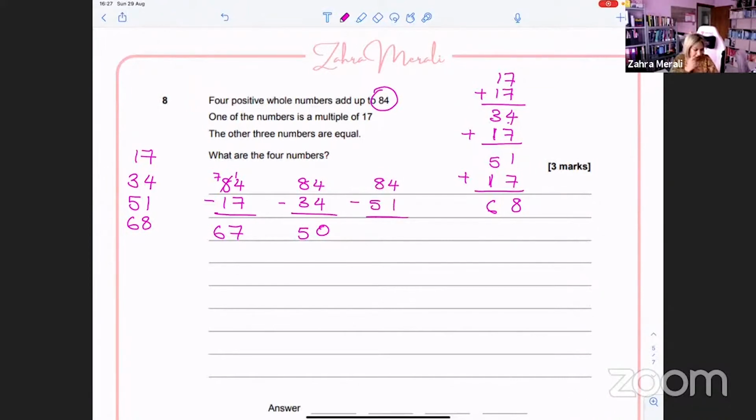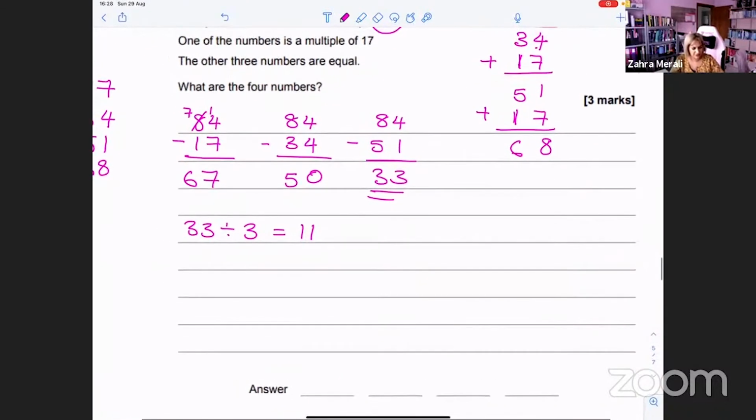And now equals 3 and 3, 33. Yes, that's one of the easiest times tables. That's our 11 times table. So 33 divided by 3 we know is 11. So therefore we know our 4 numbers must be 51, 11, 11, and 11.